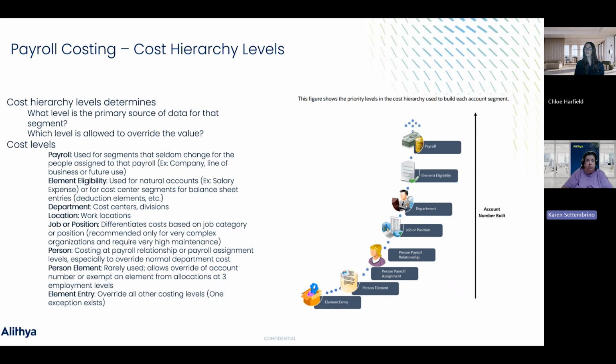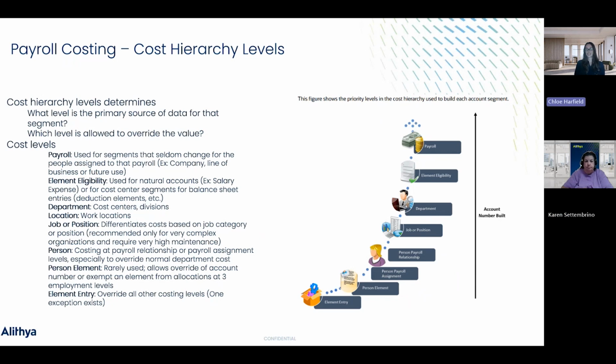So we have various levels within the hierarchy in order to define how each of the segments of the chart of accounts defined in the cost allocation key flexfield can work directly with the chart of accounts and work as far as the immediate and the integrated connection between payroll and the general ledger.